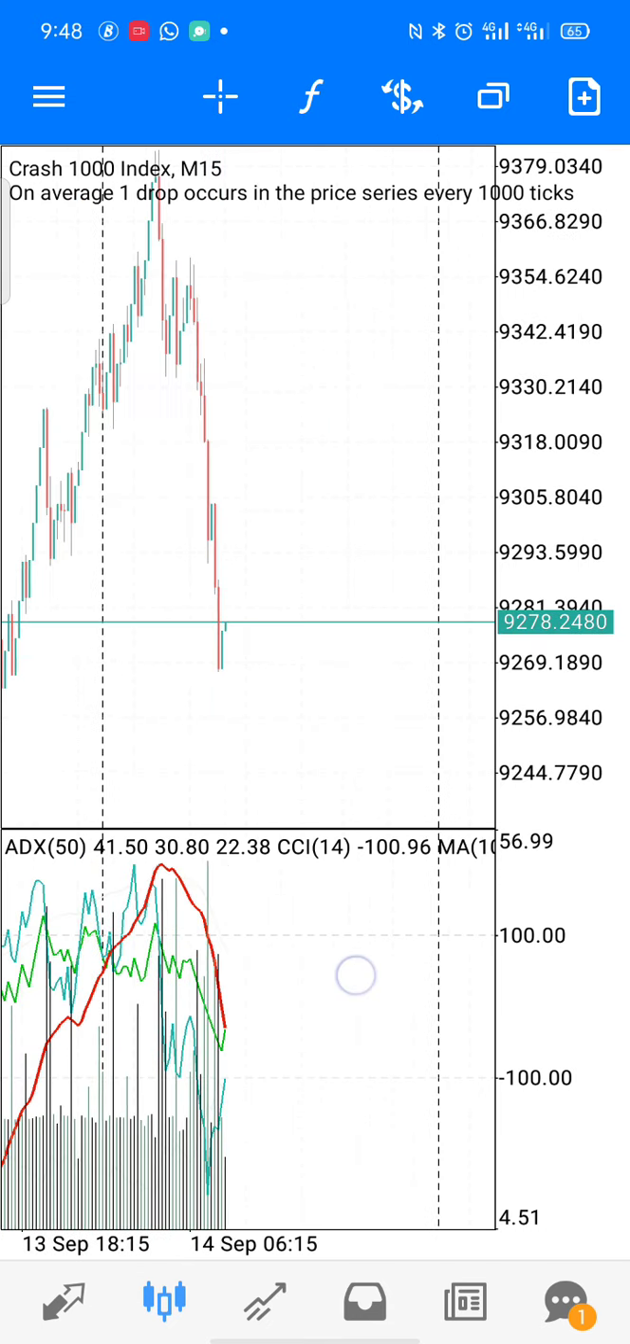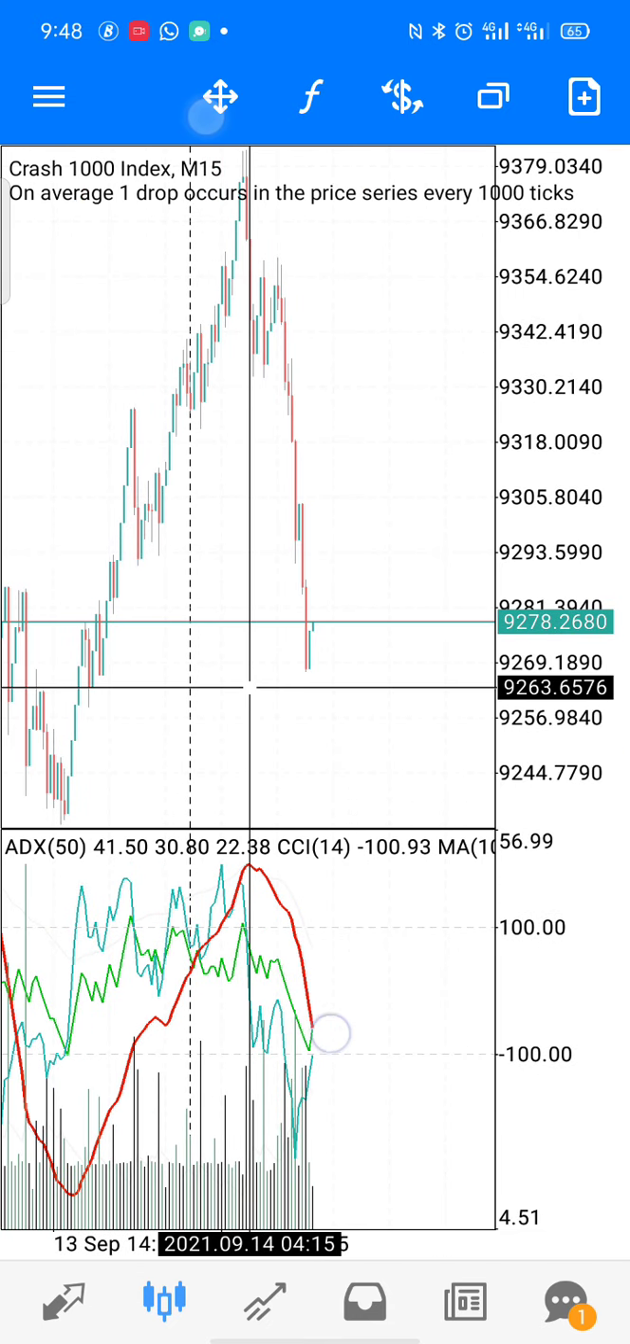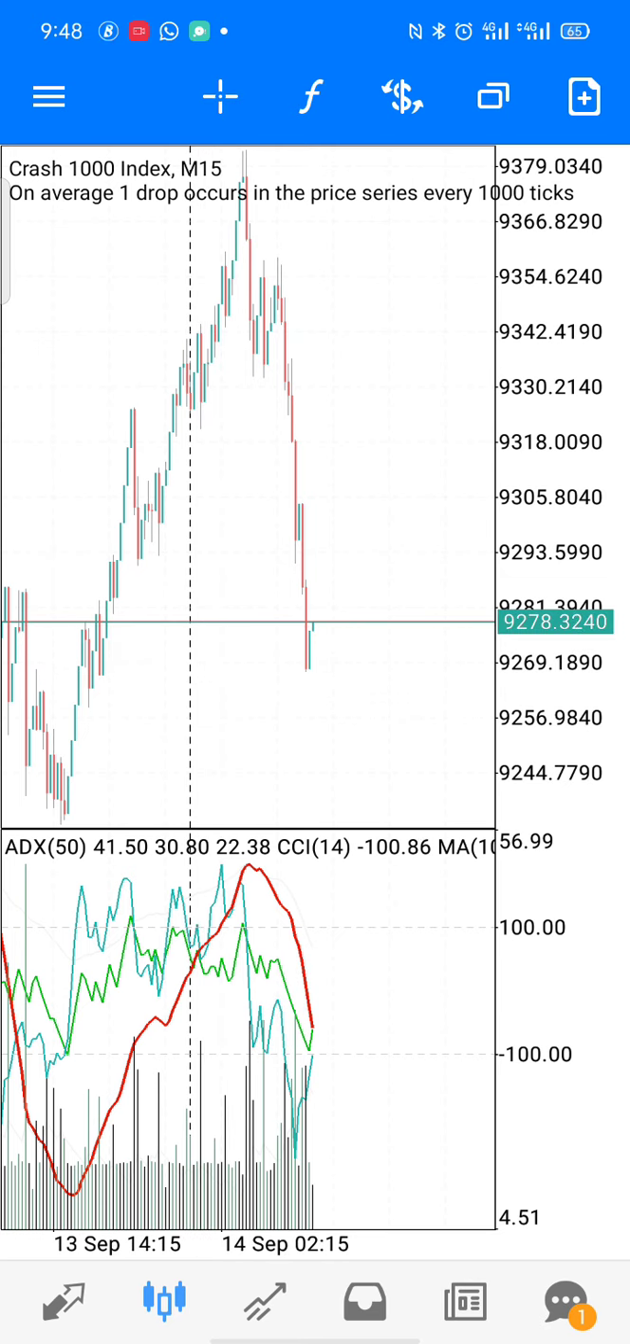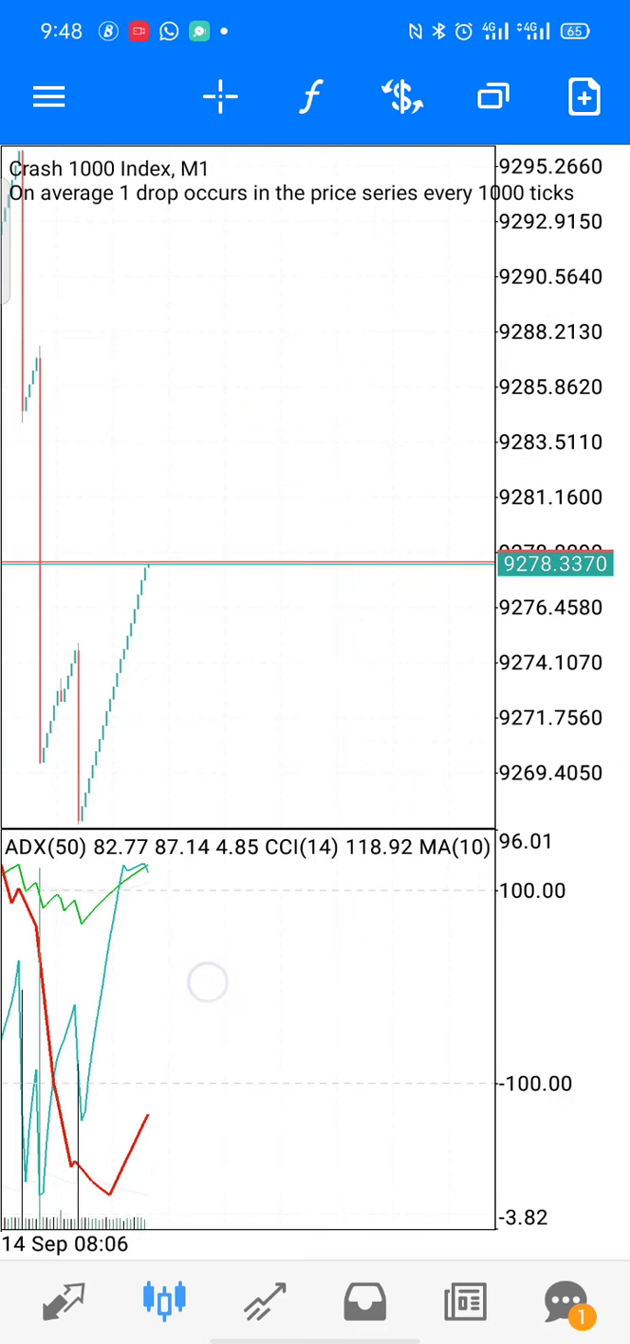Checking the 15-minute time frame. Try to break through this level. Okay. So guys, I'm gonna place a set for Crash 1000.